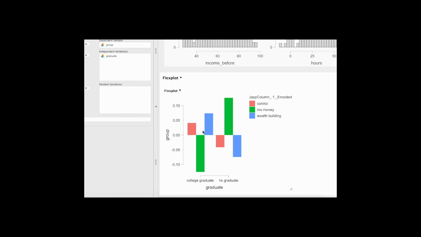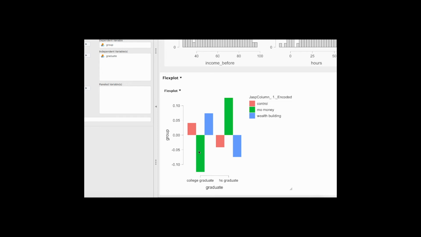So let me look at the other one, and maybe we can start developing some hypotheses. This green one right here that goes negative tells us we have fewer college graduates in the Mo Money condition than we would expect if they were independent. Let's just round that off to 15. So we have 15% fewer college graduates choosing the Mo Money condition than we would expect if they were independent.